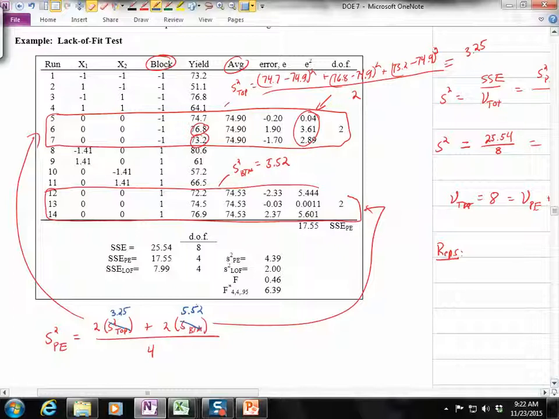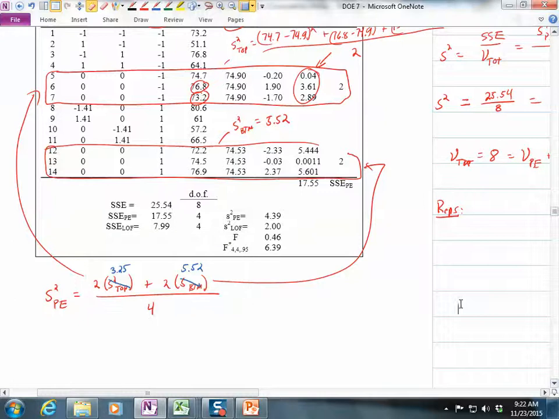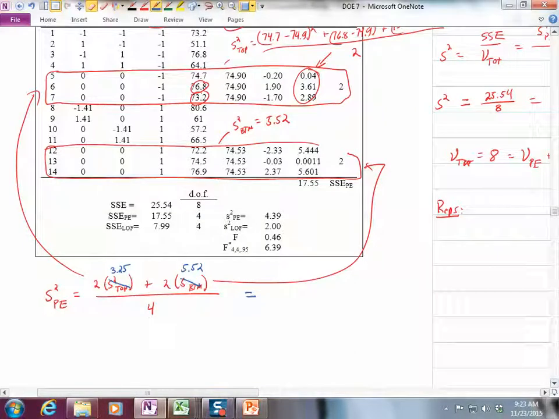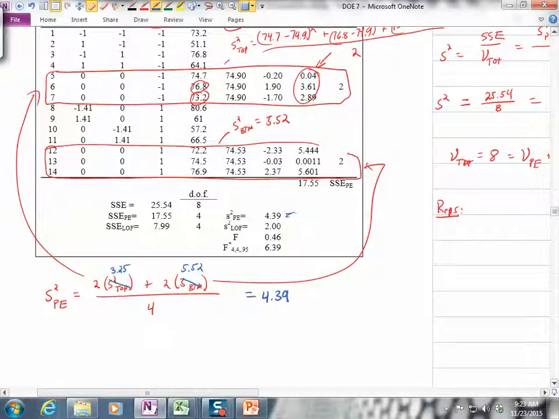So we have replicates in two places, and we're pooling them together based on weighting them with their degrees of freedom to get an overall variance of the replicates everywhere we have replicates. When you put that together, what do you get? 4.39, which is what we got, where we got that number there. Any questions on how we do this?